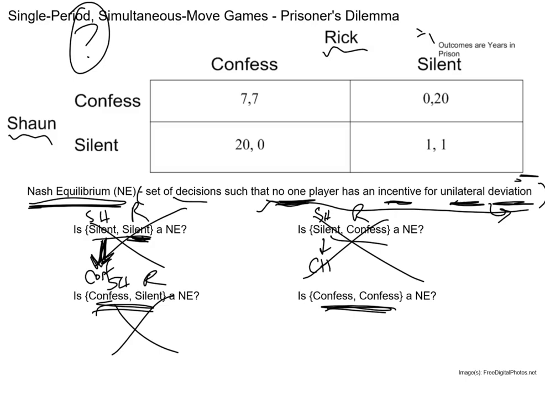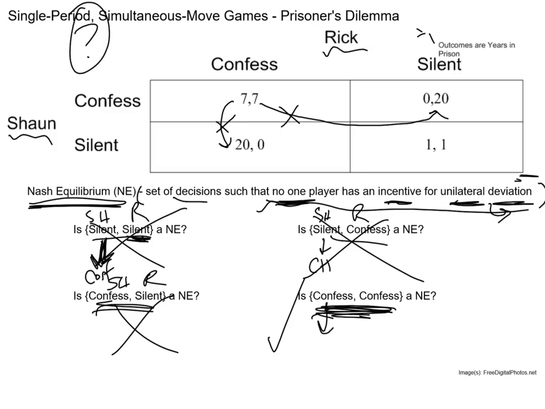Confess, confess. If they both confess, does anybody want to switch their decision unilaterally? If Rick confesses, would Sean want to switch from confess to silent? If Sean switched from confess down to silent, he'd be worse off. Sean's not going to want to do that. How about Rick? If Sean sticks with the decision to confess, is Rick going to want to switch from confess to silent? No. What we found is that none of them has an incentive for unilateral deviation. None of them wants to unilaterally change their decision. So yes, confess is the Nash equilibrium.